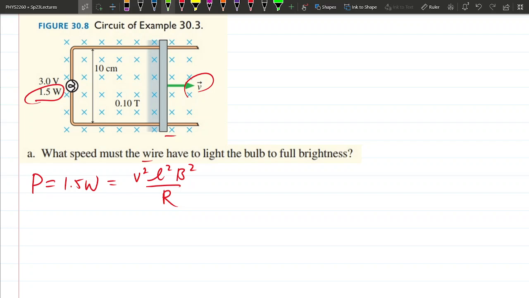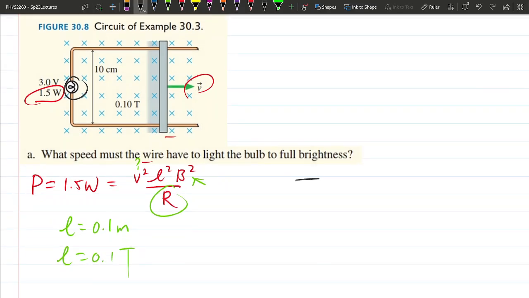Let's just double check we have everything. V is what we're trying to solve, that's fine. L is 0.1 meter. The magnetic field is also 0.1 Tesla. But R is missing. So how can we figure out what R is? This goes back to the resistor circuit stuff we talked about in chapter 27. For a light bulb, you can model it as a resistor. Remember that? A light bulb can be modeled as a resistor.